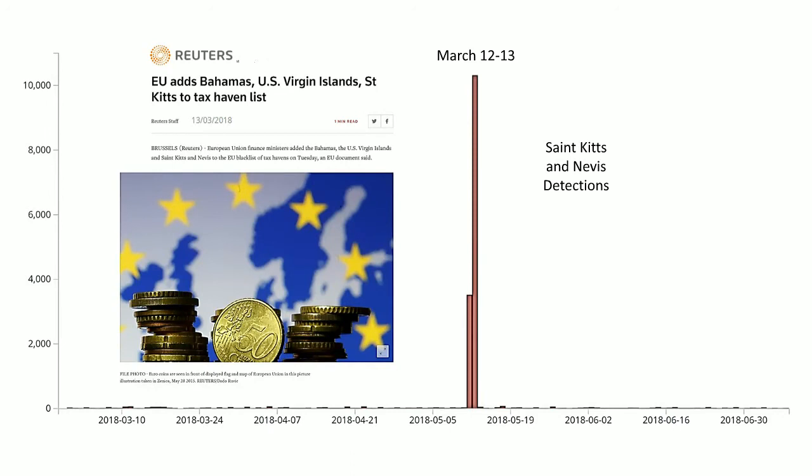Here's a case that is limited to the financial domain, but remember, maybe it all goes back to money anyway. So on this day, I think on March 13th, St. Kitts and Nevis was added to an international blacklist as a tax haven.